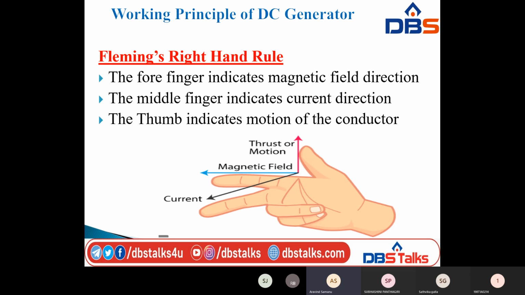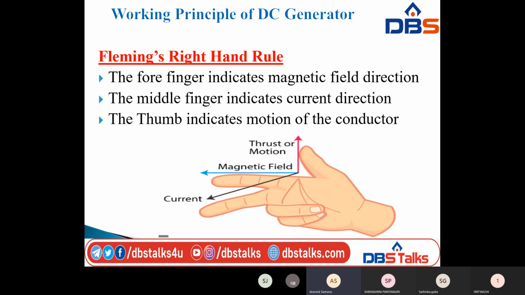The forefinger indicates the magnetic field direction. The middle finger indicates the current direction. And the last one, the thumb, indicates the motion of the conductor.